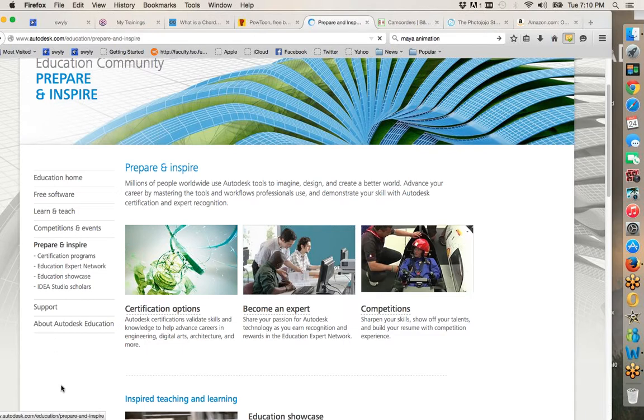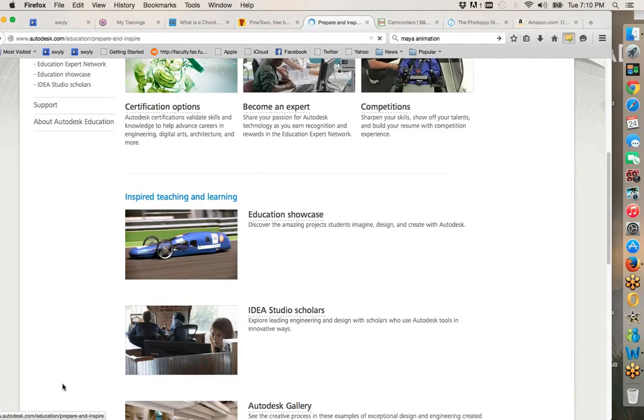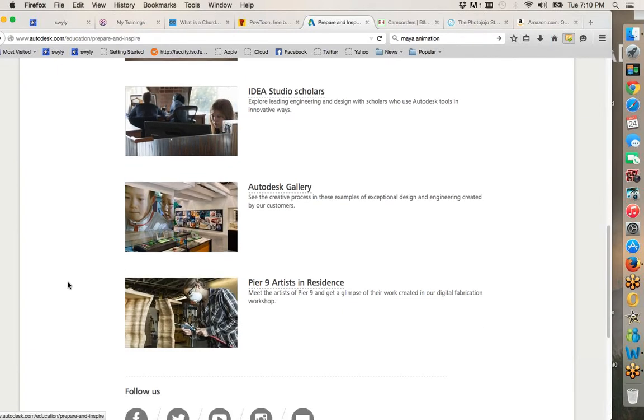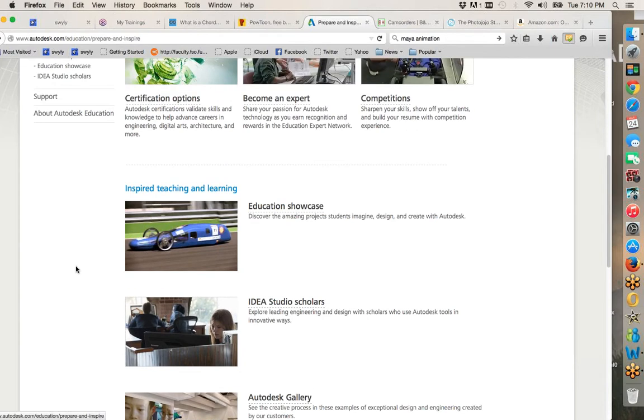And let's see, I was trying to see if they had much. Yeah, they have a few things here that you can take a look at. But Maya is very, very definitely a more complicated project.